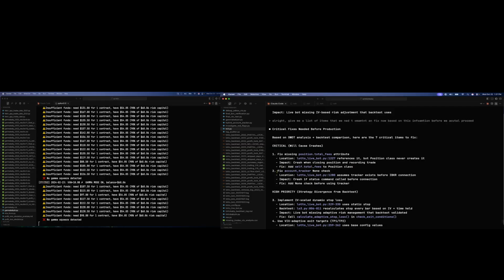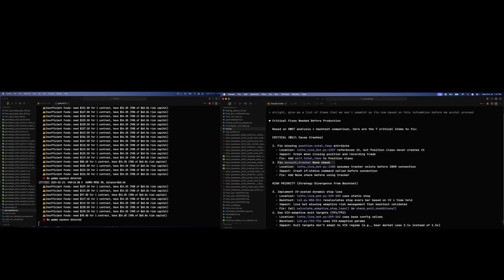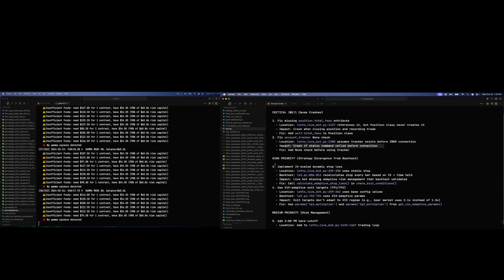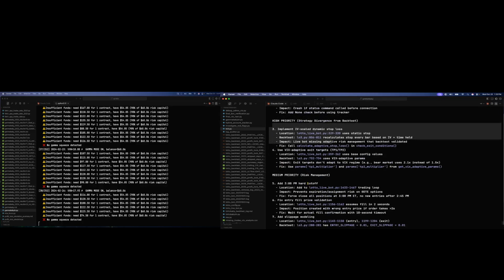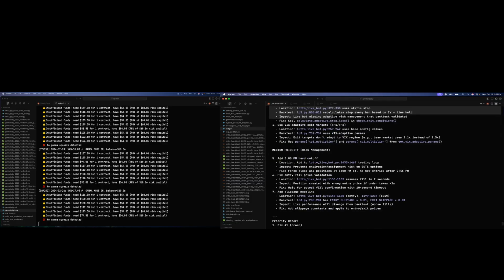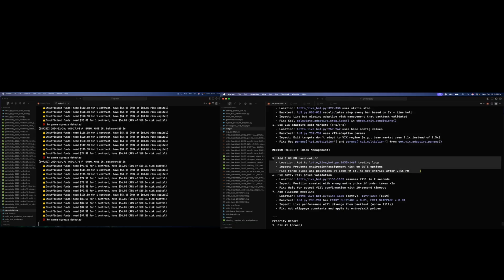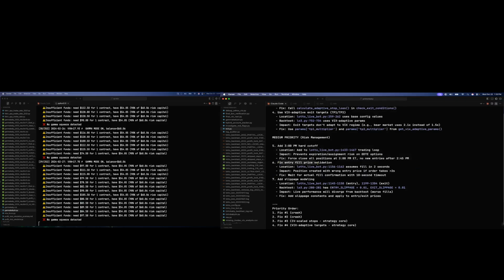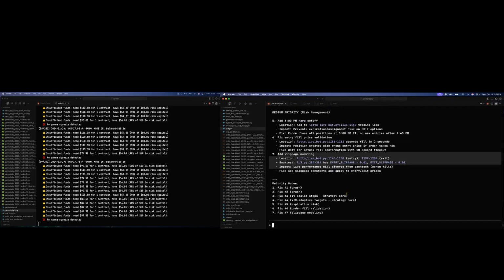Fix the account tracker. The location assumes that the tracker exists before the IBKR connection. Impact: it crashes if the status is called before connection, so add None. Implement the high IV, use VIX, NTP 1 and 2, 3 p.m. cutoff. It's kind of redundant, but we don't trade after 11:30. Fix the fill entry validation, add slippage monitoring.